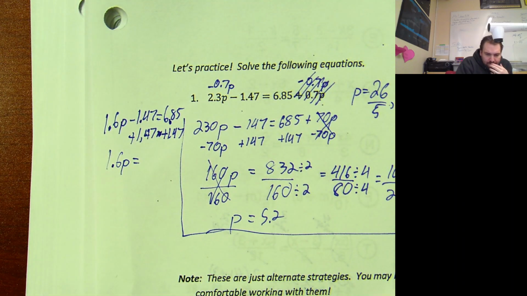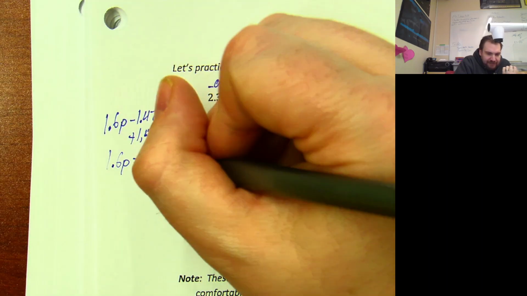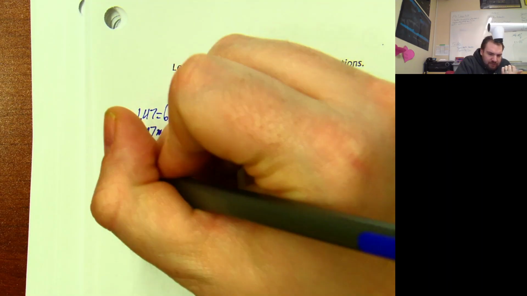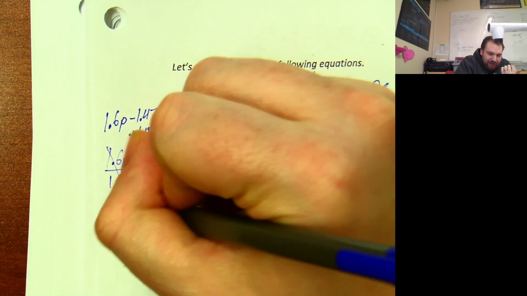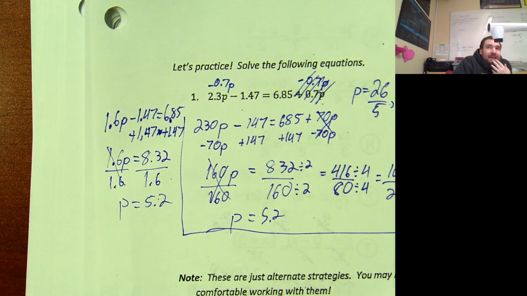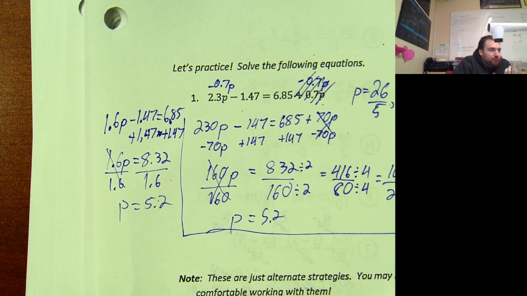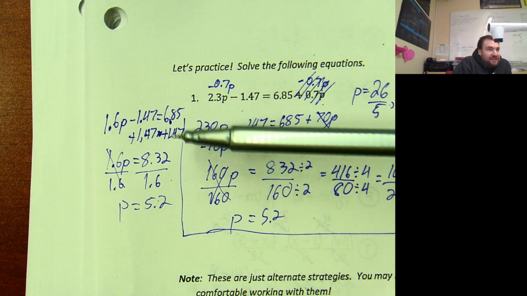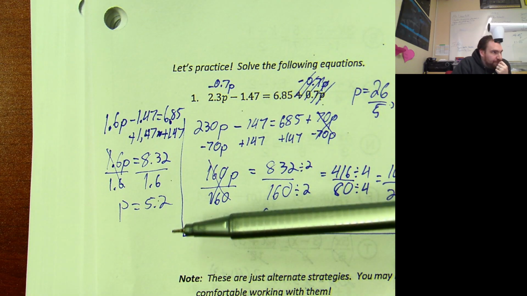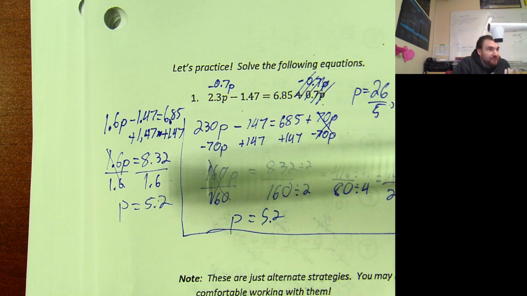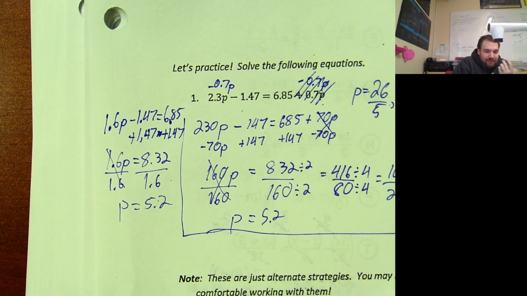You're going to get 1.6p equals 8.32. Divide by 1.6, divide by 1.6, and you're going to get p equals 5.2. If I let you use a calculator, there's no reason why you couldn't do this exactly as it's written. If I don't let you use a calculator, and you go this route, then there's going to be long division and it's going to be gross.